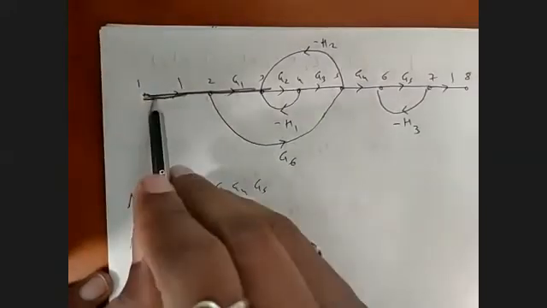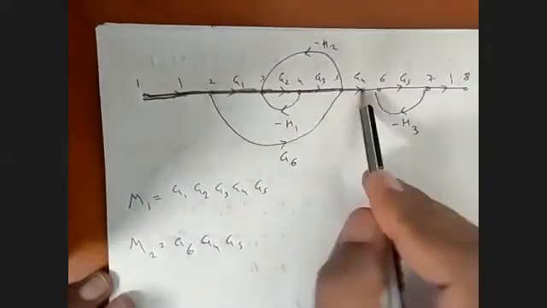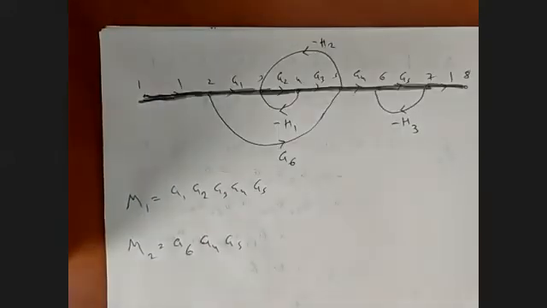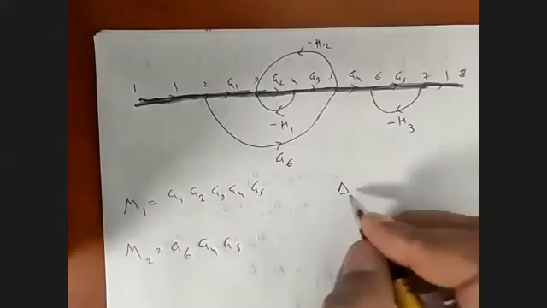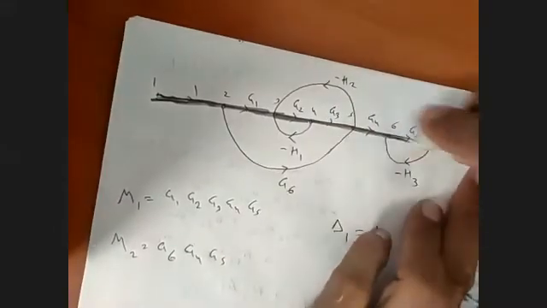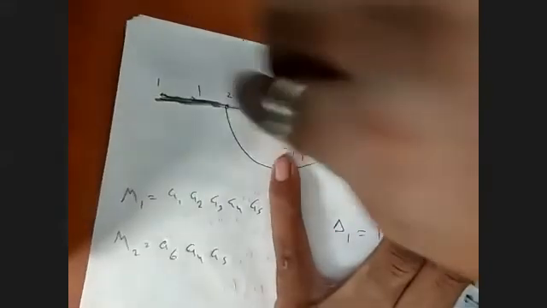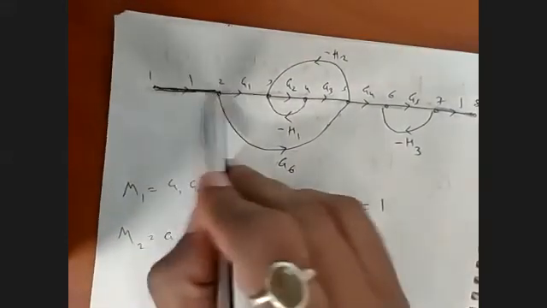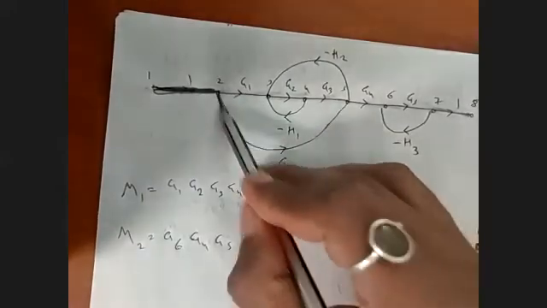So we have the first forward path, that is this. There is no part of the graph which is not counted in this. That means we will be having delta 1 equal to 1. Then I remove this, and I will be drawing the second forward path. So the second forward path is this.